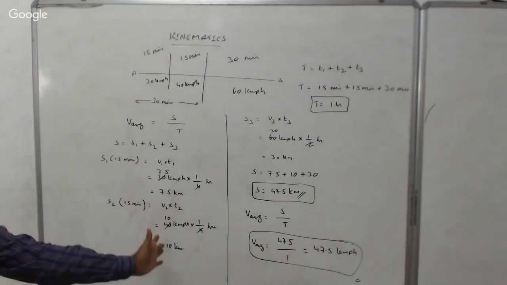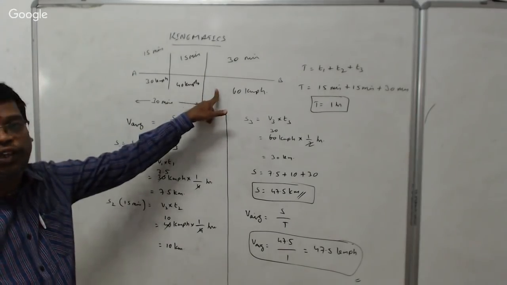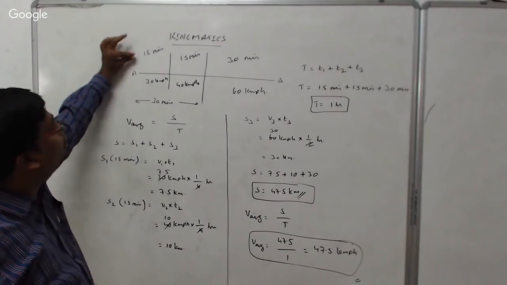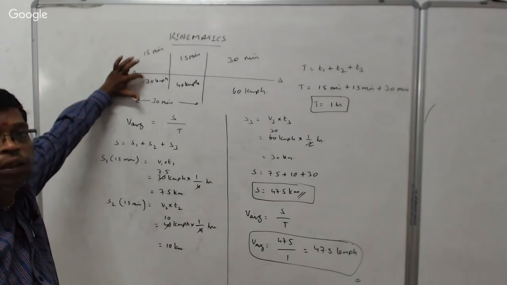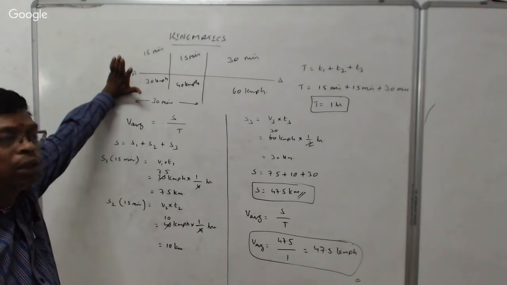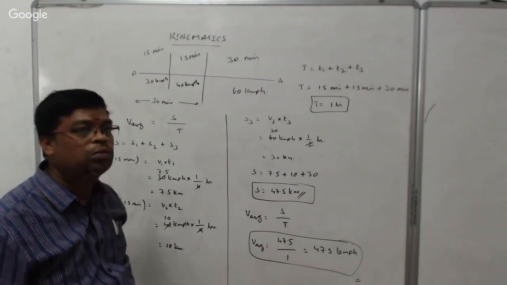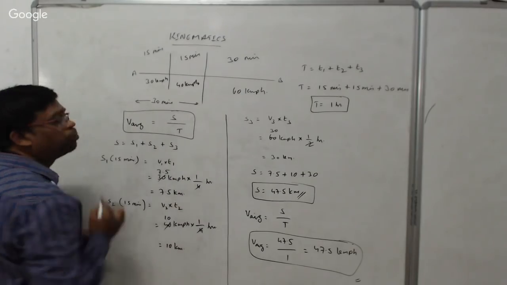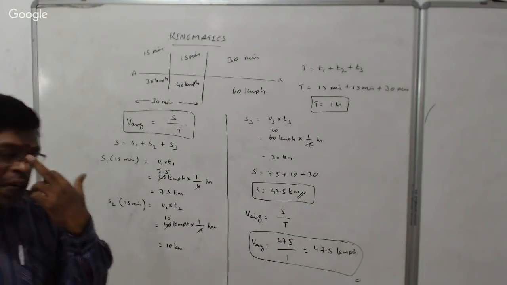Understood? Look into the solution procedure. 3 different speeds and times are mentioned, but distance is not mentioned here. First distance, with a speed of 30 in a time interval of 15 minutes. The second distance with a speed of 40 in 15 minutes. And the last distance with a speed of 60 in 30 minutes. Yes, we know average speed is equal to total distance by total time.